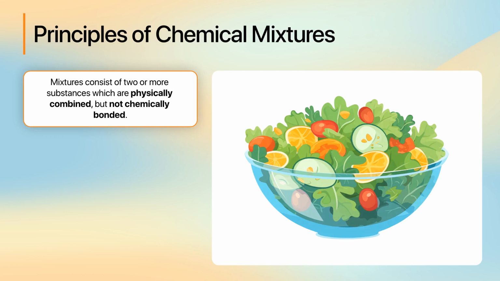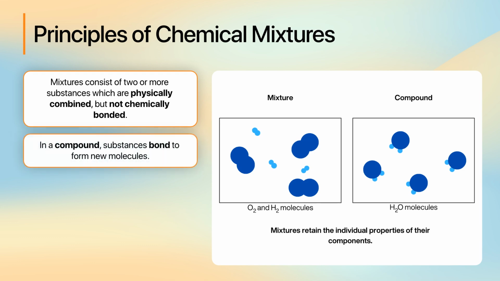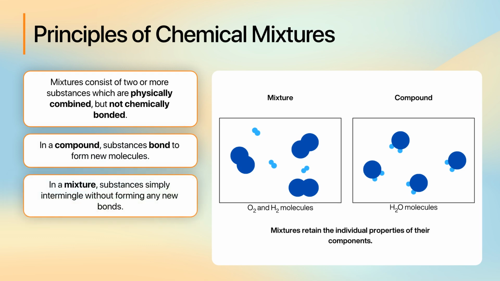To visualize this concept, think of a diagram with different colored dots representing various substances in a mixture. Unlike in a compound, where these dots would connect to form new molecules, in a mixture, the dots simply intermingle without forming any new bonds. Each dot retains its color and properties, just like the components of a mixture retain their chemical properties.